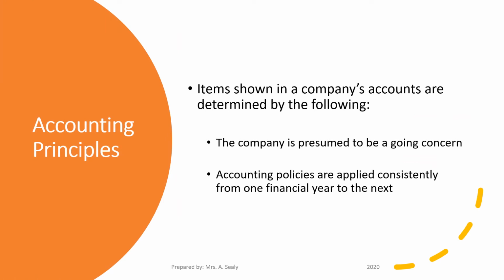Some accounting principles are associated with our published accounts, and we would have been through accounting principles and concepts previously. So we expect that persons should be familiar already with some of these accounting concepts and principles. However, items shown in the company's accounts are determined by the following. Firstly, the company is presumed to be a going concern. So the company is usually presumed to be a going concern.